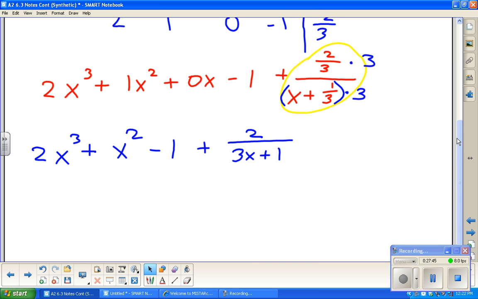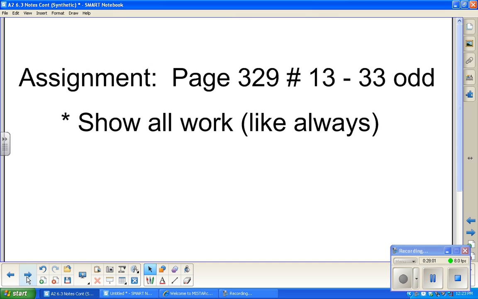So that is that. The assignment tonight is in the book. You guys have some time to get started. Some of it's older, where you just split it up and reduce each piece. And then some of them you're going to have options between synthetic or long division. So give that a look. Make sure you're showing me steps, so I can give you full credit.